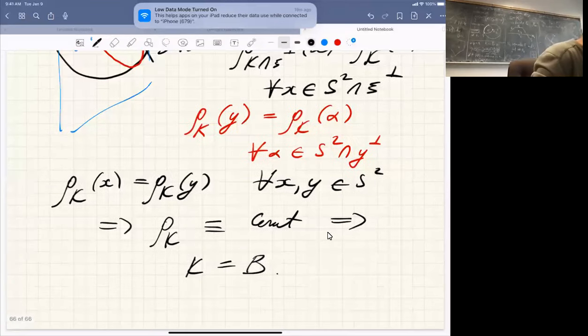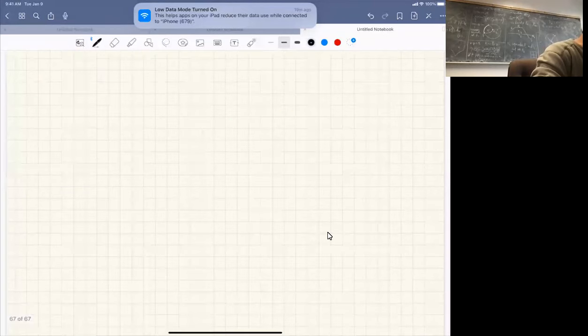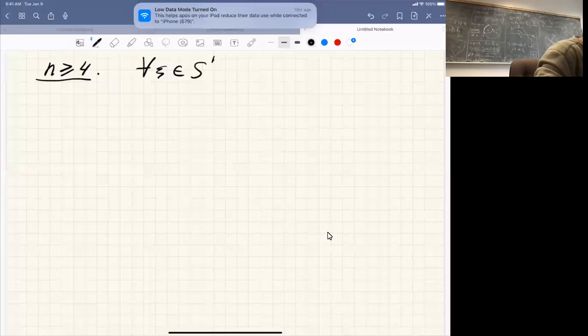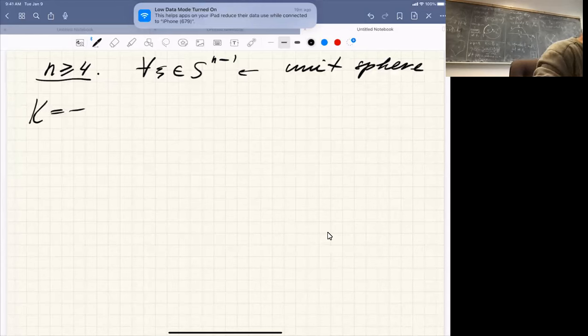So now let's try to solve the same question in higher dimensions. This is already more difficult. So now I want to assume that n is greater or equal than 4 from now on. And I want to repeat the story, but unfortunately, I don't know how to repeat the previous argument. Okay, let's formulate the question first. I have n greater or equal than 4. And what do I have? I know that for any xi belonging to S^{n-1}, this is again the unit sphere, now we live in R^n, and I have my origin symmetric convex body K in R^n.